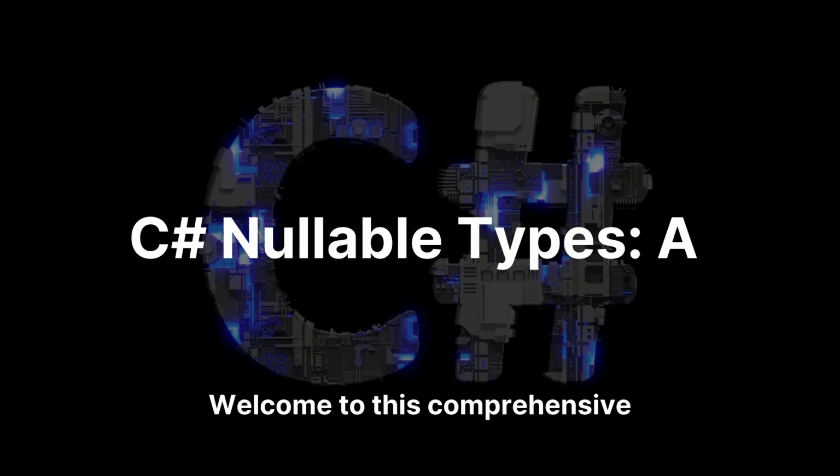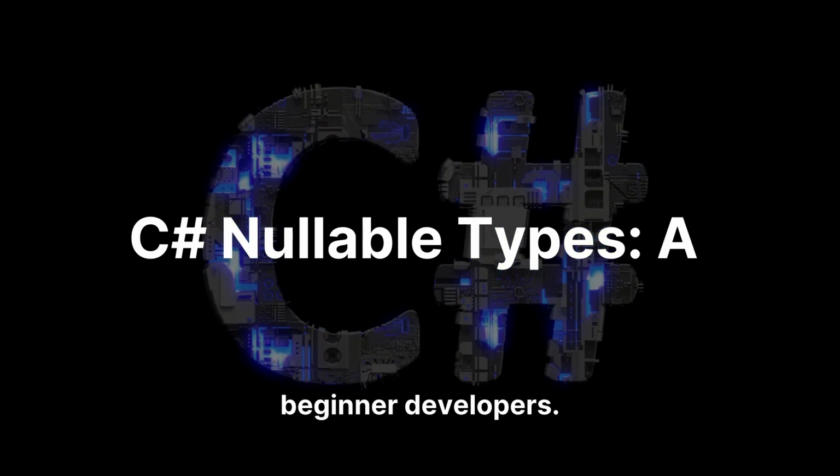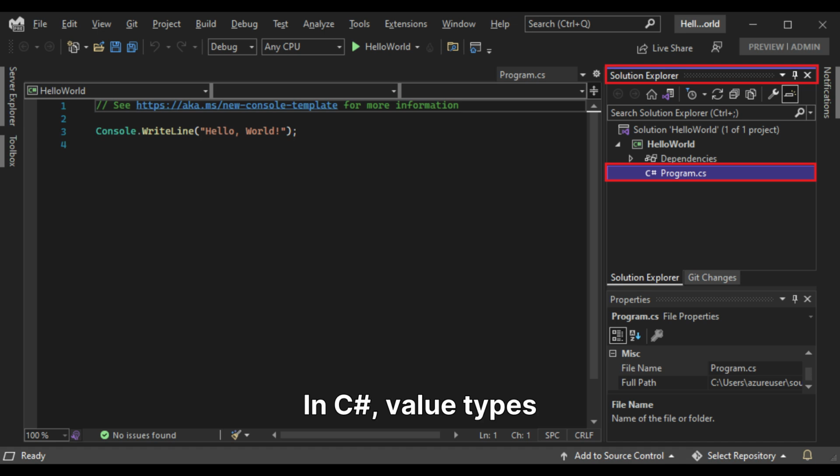Welcome to this comprehensive guide on C# nullable types, designed specifically for beginner developers. In C#, value types like integers, booleans, and dates cannot be assigned a null value by default, meaning they must always hold a specific value.